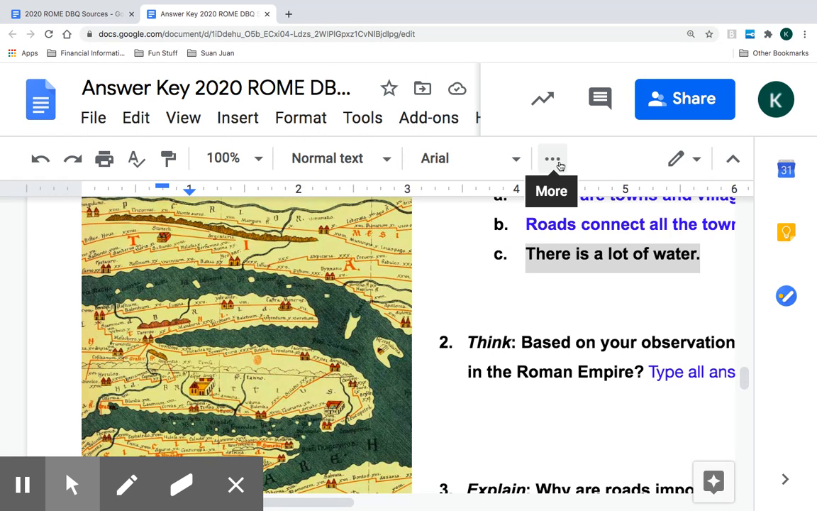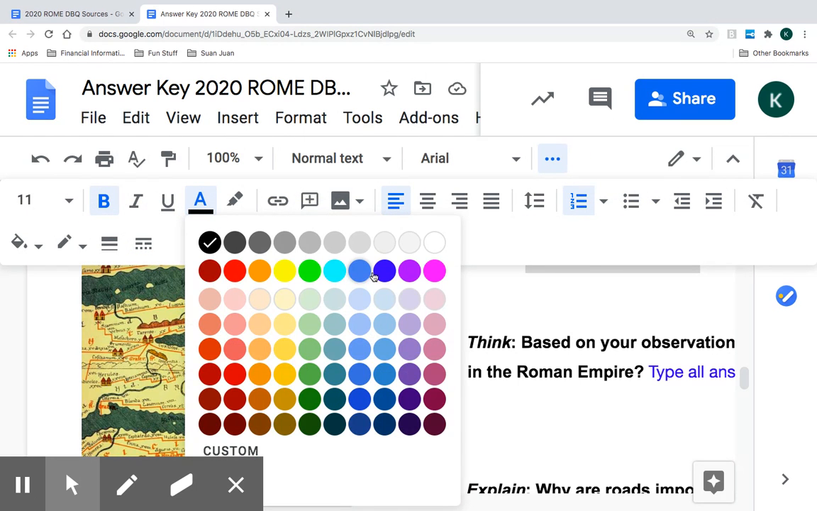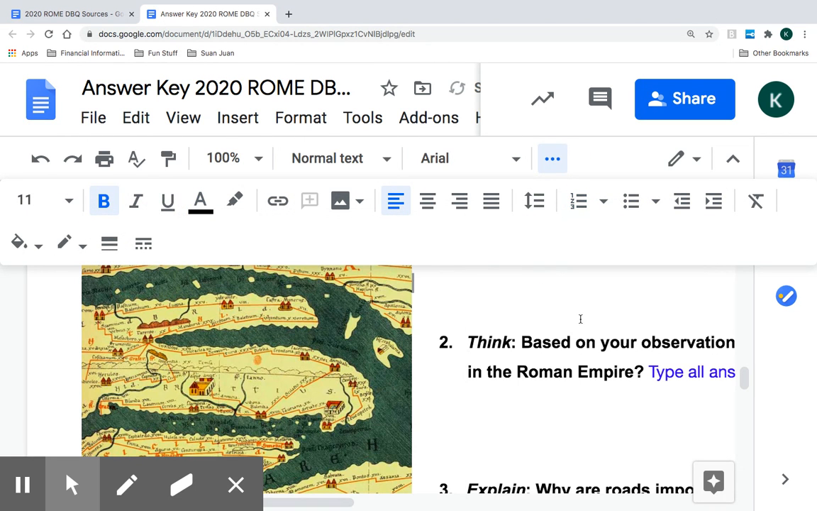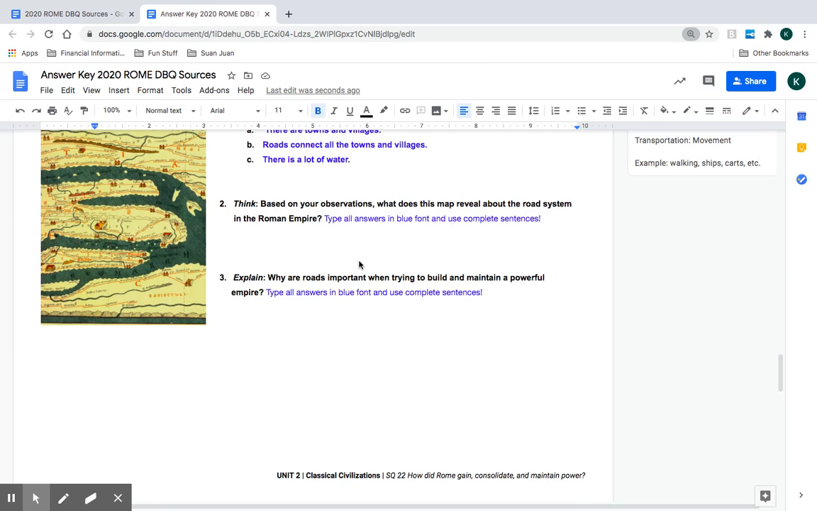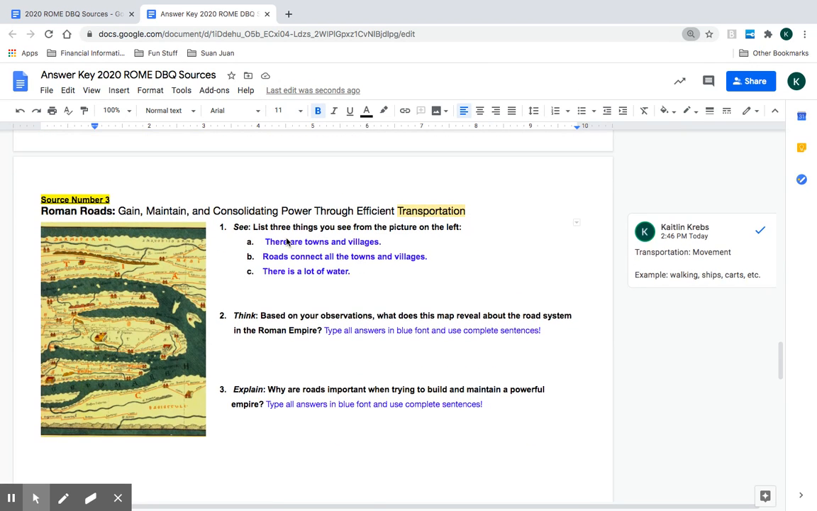Oops. Just trying to change this to blue. So if we're looking at this, I'm looking at the fact that there are a lot of towns and villages. Roads connect all those towns and villages. And there's a lot of water in this map. So based on my observations, what does this map reveal about the road system in the Roman Empire?